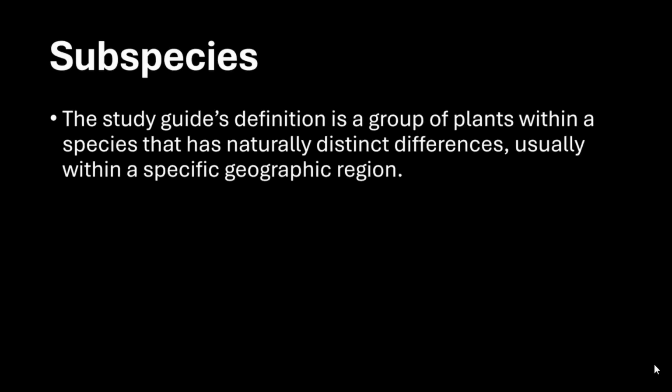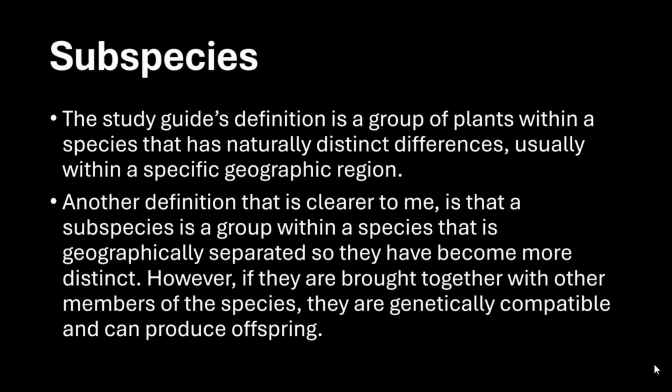Subspecies. The study guide's definition is a group of plants within a species that has naturally distinct differences, usually within a specific geographic region. Another definition that's clearer to me is that a subspecies is a group within a species that is geographically separated, so they've become more distinct. But if you bring them together with other members of the species, they're genetically compatible and they can produce offspring.